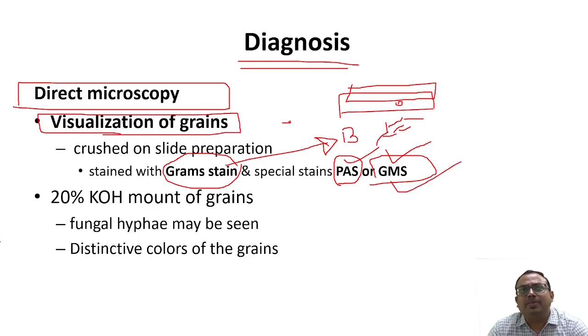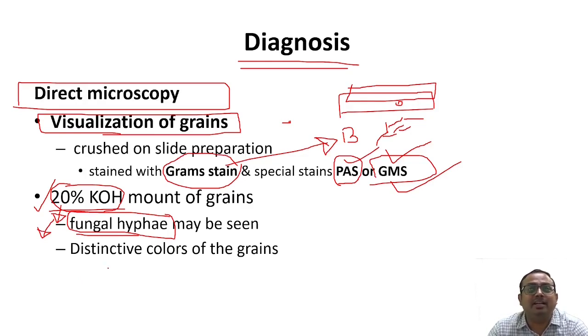Apart from this, you can visualize the granules using a KOH test. 20% KOH will clear the cellular debris and make the fungal hyphae more visible. At the same time, you are able to see a distinct color of the granules.